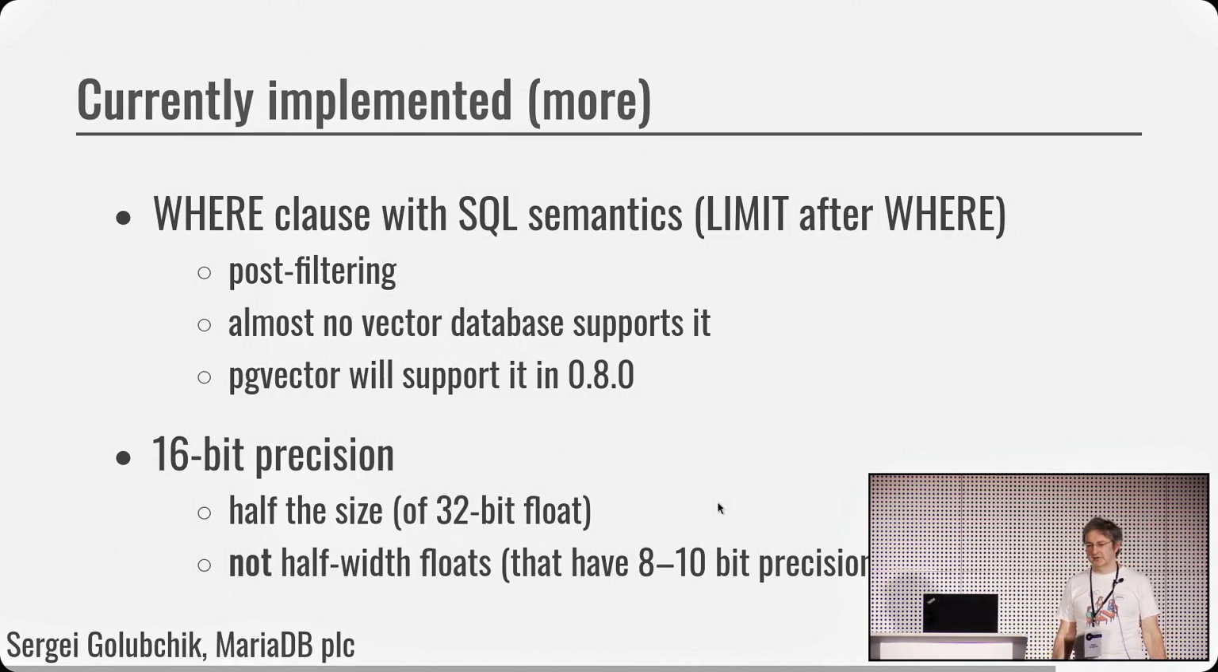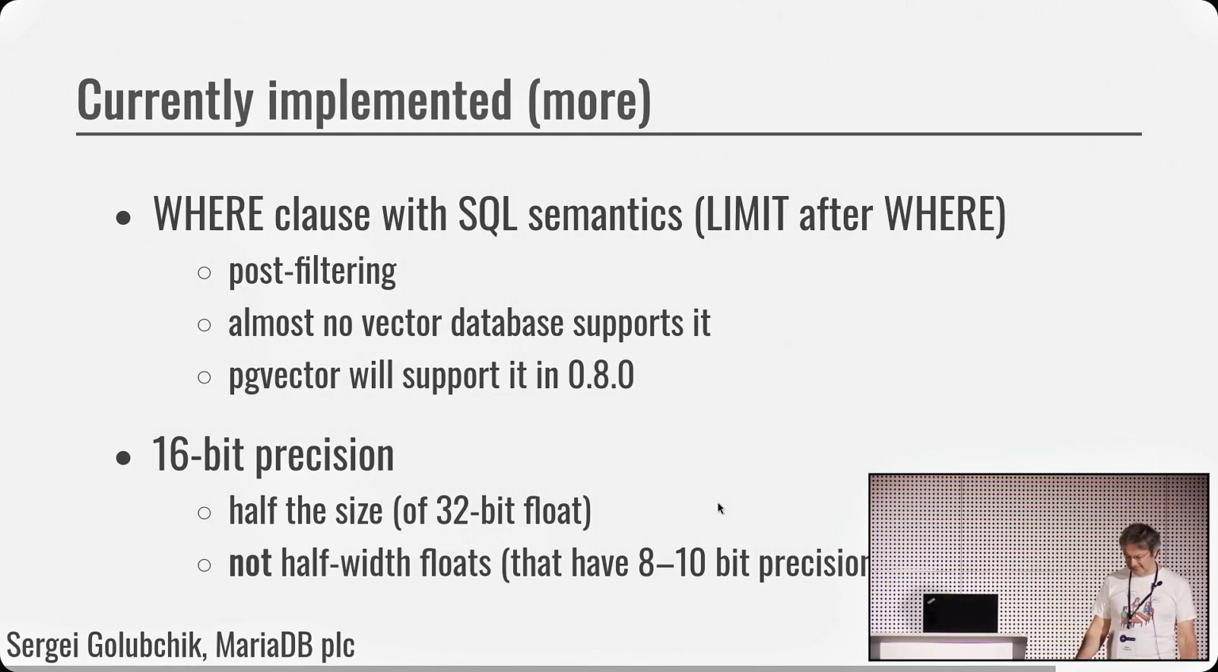MariaDB vector supports combining vector search with the where clause, doing fully normal SQL semantics, that is, where is applied before limit, meaning if you do a where clause and then limit 5, you'll get 5 vectors that match the where clause. It sounds obvious, and this is, of course, what everybody intuitively expects how it should be, but it's very rare in the vector databases world. It's called post-filtering. Almost no vector database supports it.